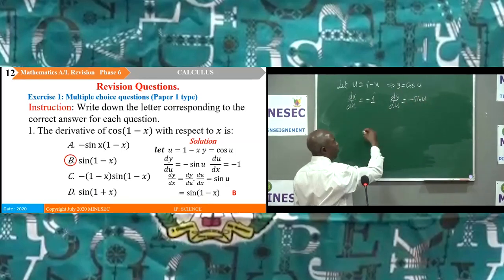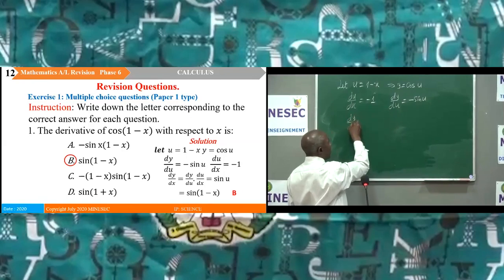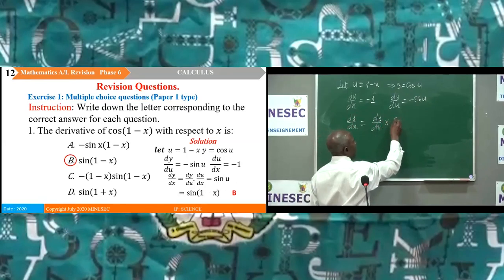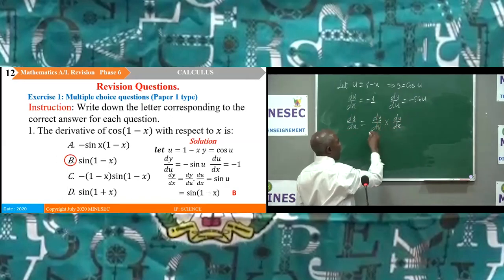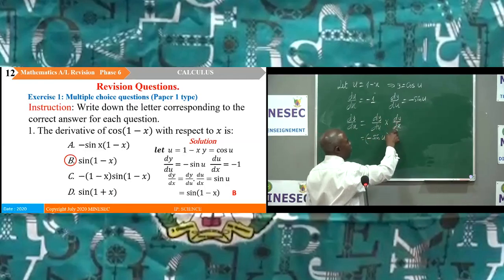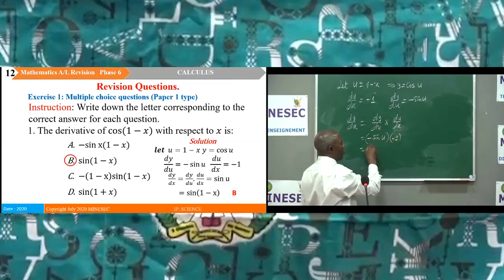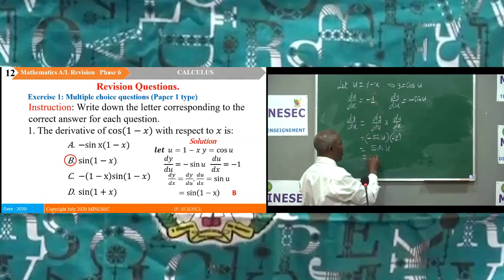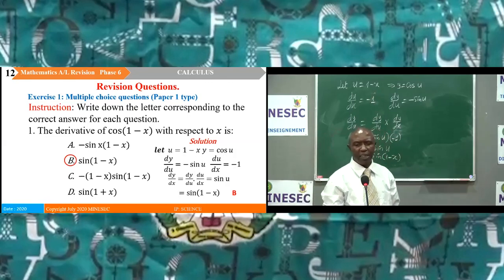And now, how do we obtain the dy/dx? The dy/dx is equal to the dy/du multiplied by the du/dx. What is our dy/du? We have negative sine u. And our du/dx, we have negative 1. A negative multiplied by a negative gives us a positive value. So we end up with sine u. Then what is our u? Our u is 1 minus x, which we then have as sine of 1 minus x. And you see that the correct answer there is B.